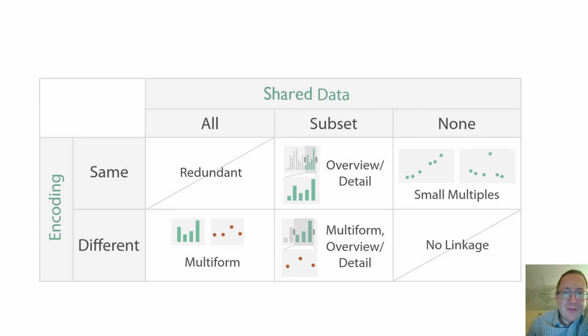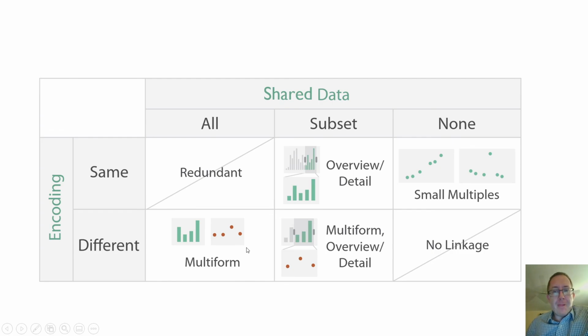If I have the same data, the exact same data, same attributes, and I encode it the same way, well, I don't need to do anything, right? If I have the exact same data and the exact same encoding, well, I just have the thing twice. Who cares? Get rid of one. If the data is shared, it's all the same data, and how it's represented, the encoding, is different, then I have multiform.